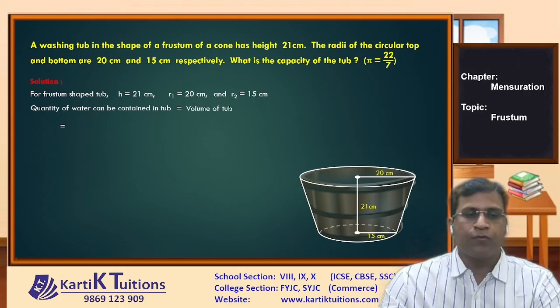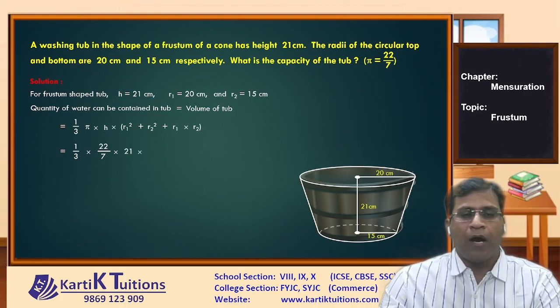So the volume of a frustum is what? 1 upon 3 pi h into R1 square plus R2 square plus R1 into R2. Now 1 upon 3 into pi. They have given us 22 upon 7, so we have to take that only. So it will become 22 upon 7 into 21 into. Now R1 is 20. So it will become 20 square plus 15 square plus 20 into 15. Now here, 7 ones are 7, 7 threes are 21, and then 3 will also get cancelled.